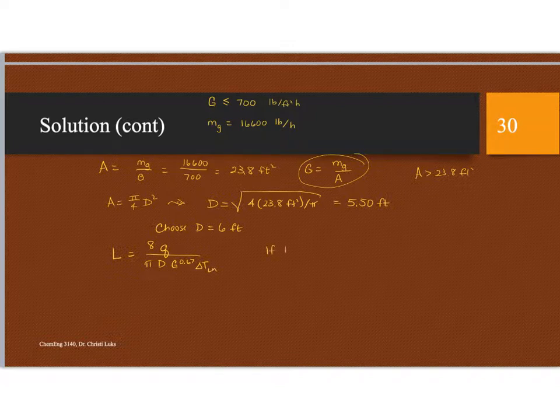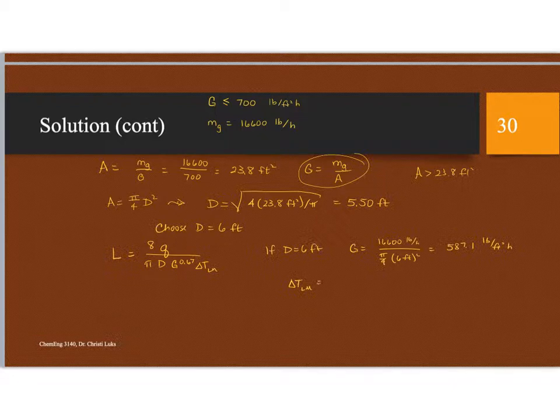Now, if D is equal to 6 foot, then this does change our value for G a little bit. So we have 16,600 pounds per hour over pi over 4, 6 foot squared, and so G is 587.1 pounds per square foot per hour. And now we have D, we have G, we calculated Q earlier. We still need to get delta T log mean.